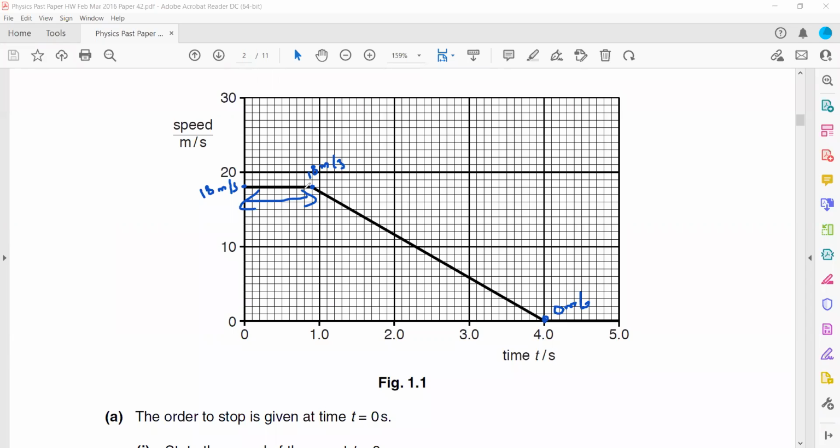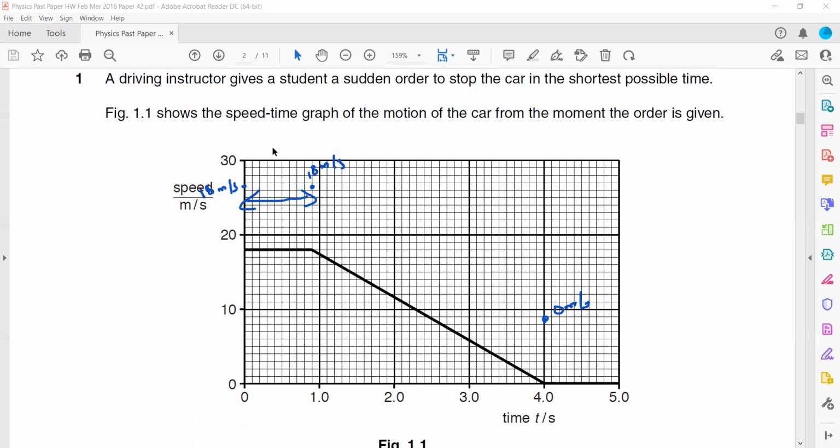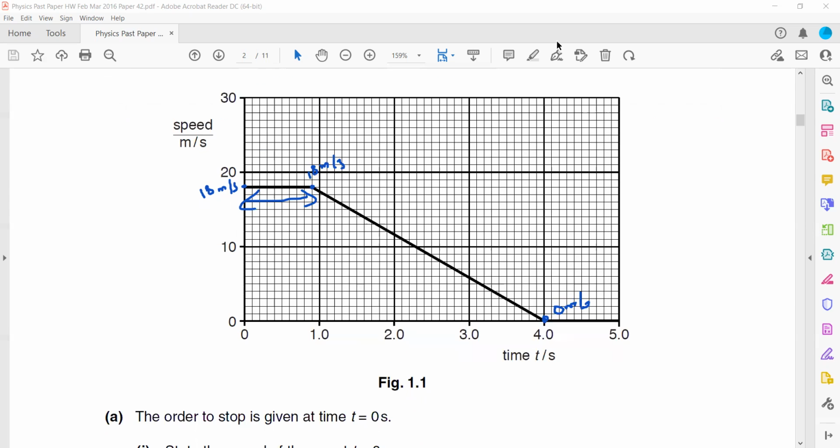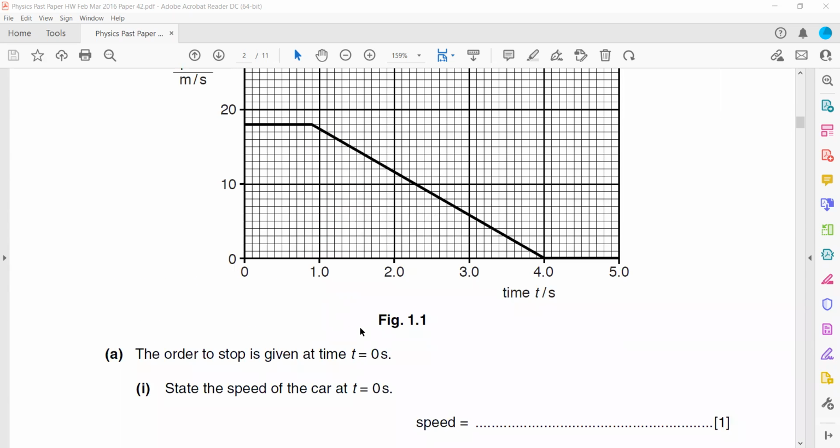This is what happens with us as human beings, we take time to react to the instruction. It's not like if someone says stop the car, you will immediately stop the car. You will take time to react to the instruction, and then it will also take time to press the brake pedal. So that is the reason why, even though the instructor gave the order to stop the car, the driver or the student did not stop. What is the reason for that? Because of reaction time.